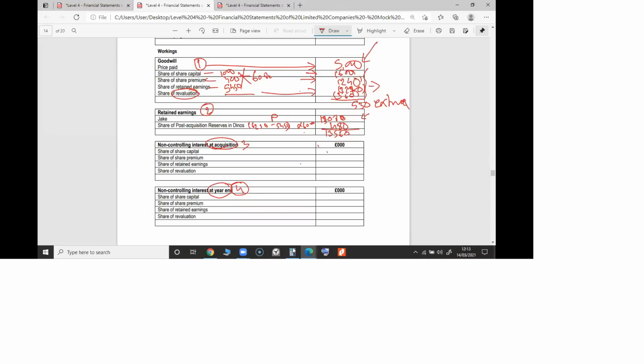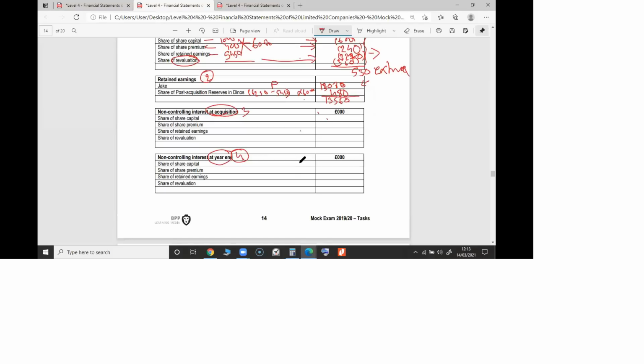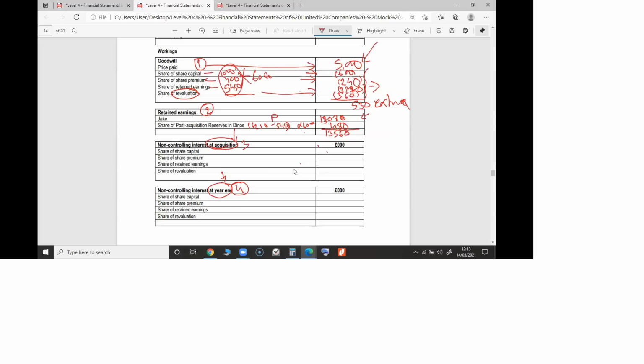Okay, thank you, everybody. Non-controlling interest at acquisition and at the year end. We don't control 40%, you remember? At the beginning, how much was the share capital? £1,000 for your subsidiary. The share premium was 400, retained earnings 5450, and revaluation 600. For all of these figures, you take 40%, so you can take them individually.